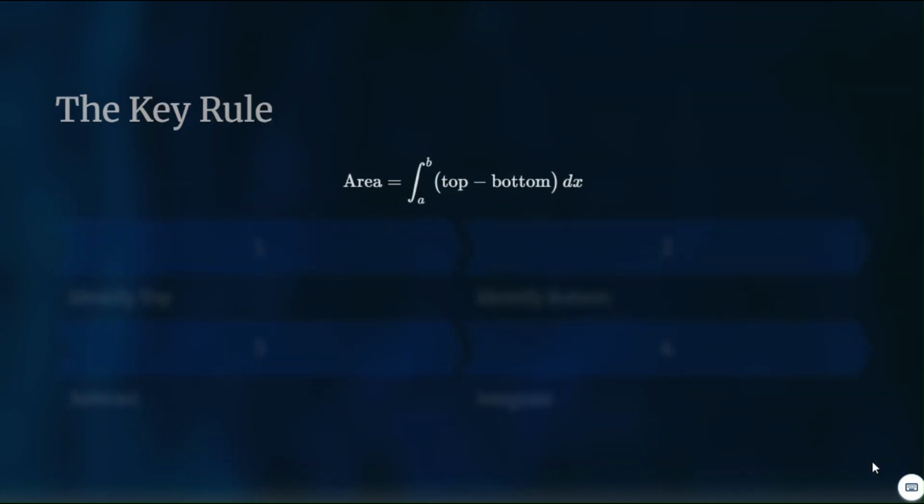Everything comes down to one formula. The area bounded by two curves will be equal to the integral from a to b of the top function minus the bottom function with respect to its variable.